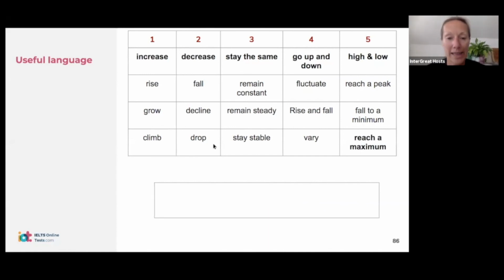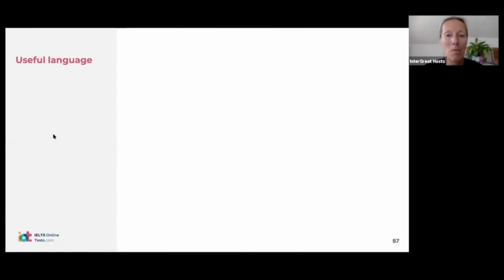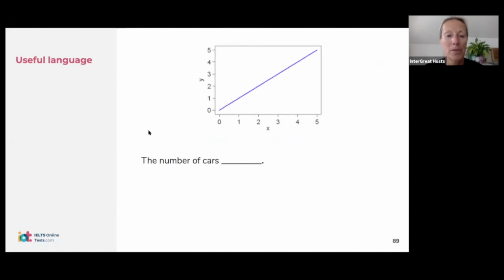Okay, so probably I would imagine you know most of those words already, but there might be some new phrases. So this would be quite useful just to learn some, so you've got a variety of language that you can use here. So this is what I was saying about learning the language for task 1. You need to show variety of language, you need particular verbs. All right, let's just look at a graph here.